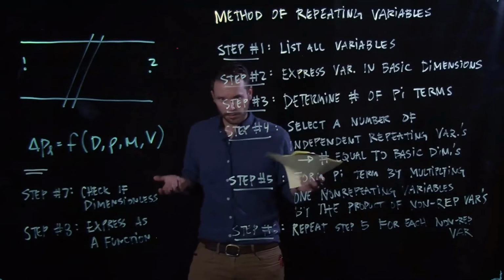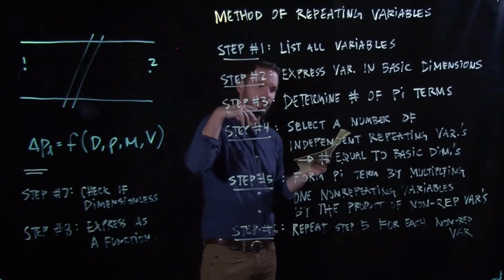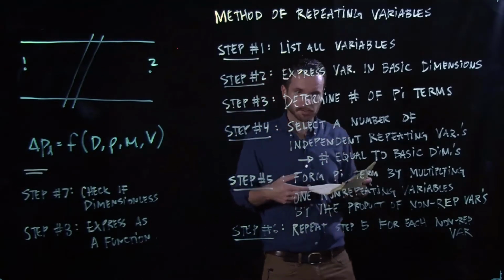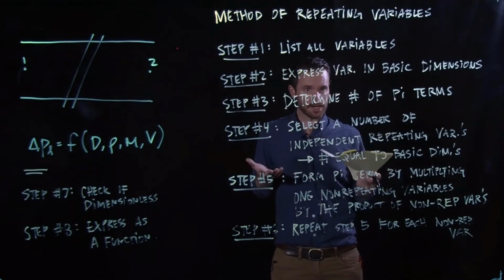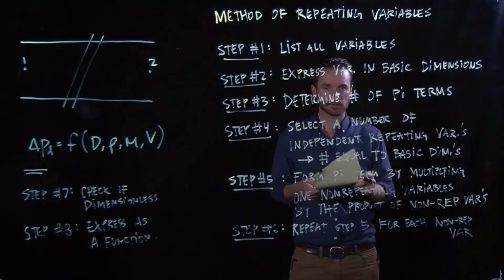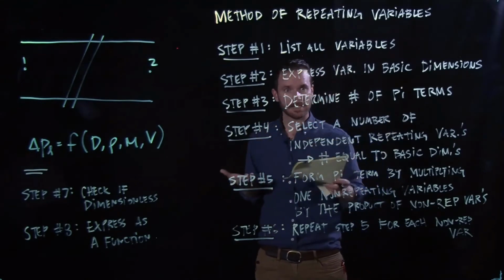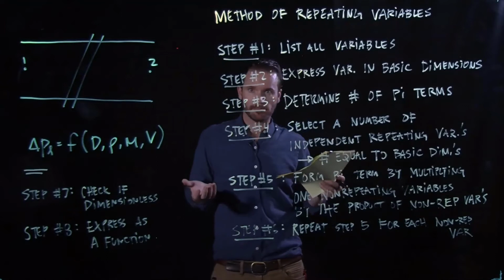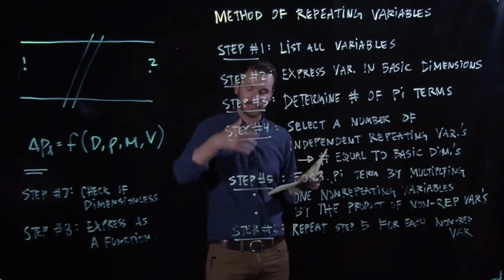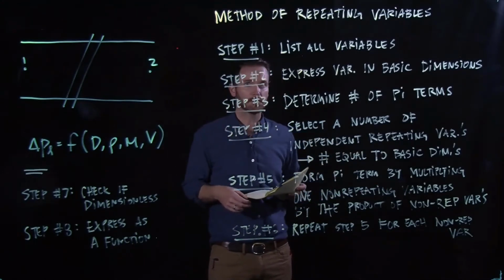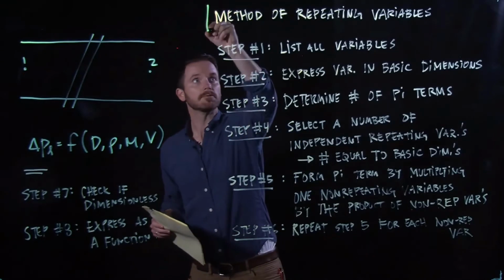So, method of repeating variables. As I mentioned, method of repeating variables is just one of many ways that we can determine what form, what shape, the dimensionless parameters that we want to use to describe a system take, right? And as I said, method of repeating variables is relatively straightforward. It's a number of steps. In the text, they list 8 different steps that are needed to be able to perform the method of repeating variables.